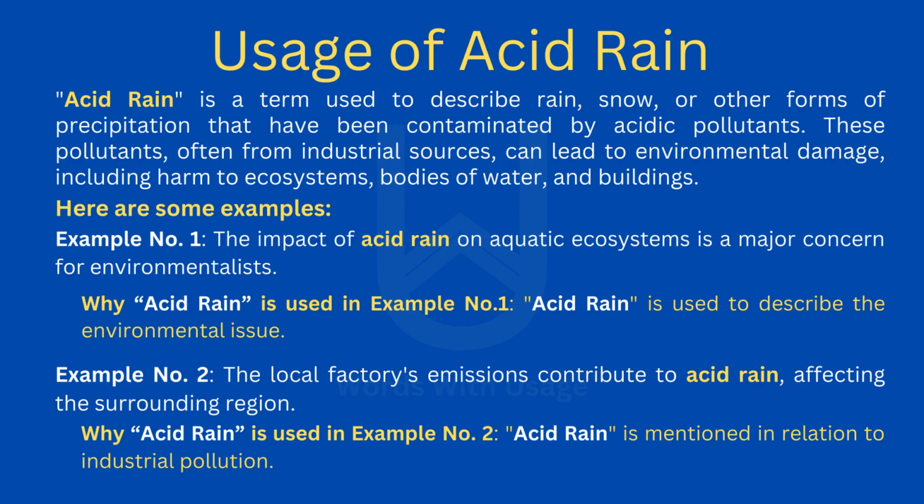Example number 1. The impact of acid rain on aquatic ecosystems is a major concern for environmentalists. Why acid rain is used in example number 1. Acid rain is used to describe the environmental issue.